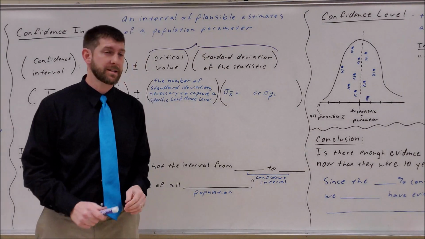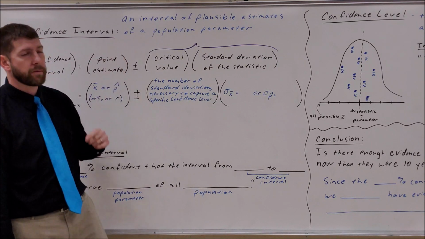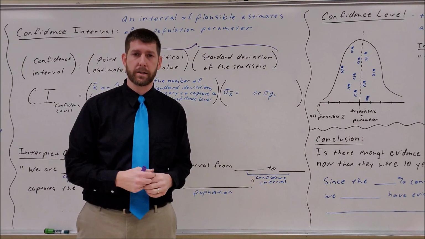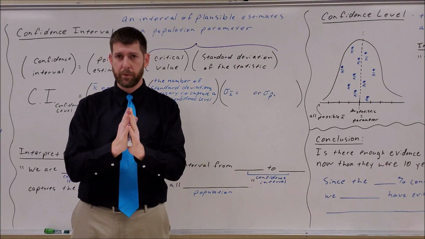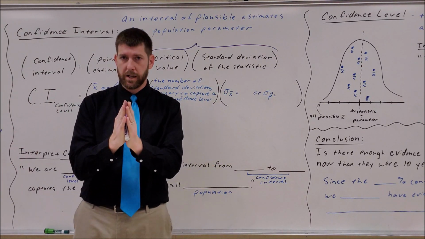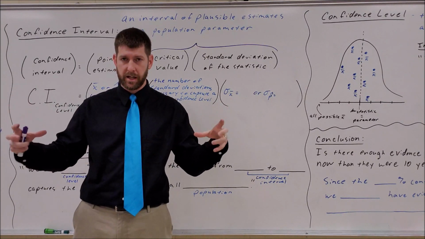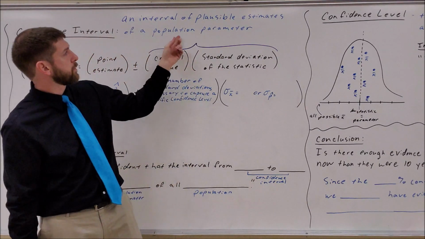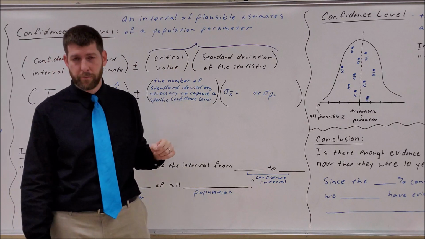So what is a confidence interval? A confidence interval is an interval of plausible estimates of a population parameter. So instead of just saying we have one sample and this is the number, we hope it matches up with what's going on in the population, we actually take that sample and build an interval around it and say, well, if this is what happens in the sample, then we can reasonably expect somewhere in this interval to be what's actually going on in the population. So that's what we mean by the plausible estimates of the population parameter.